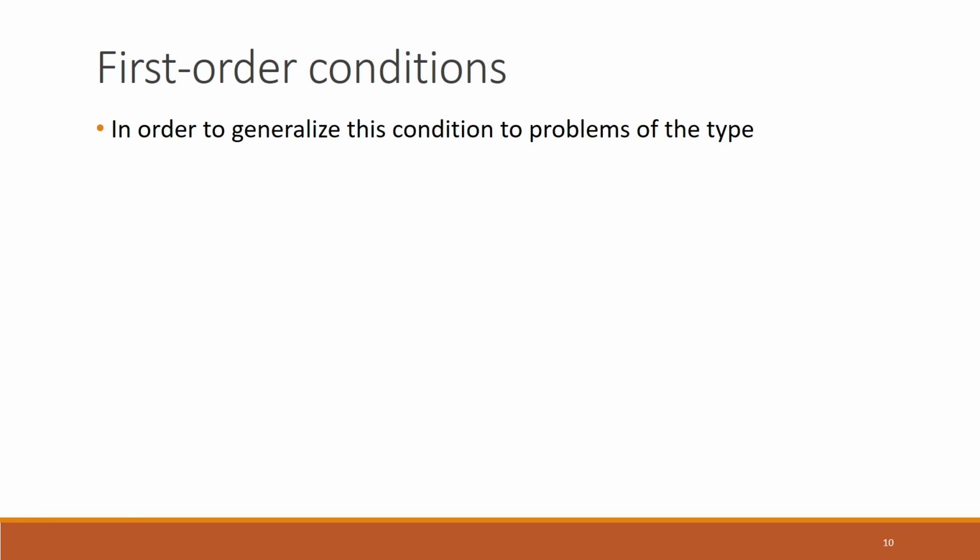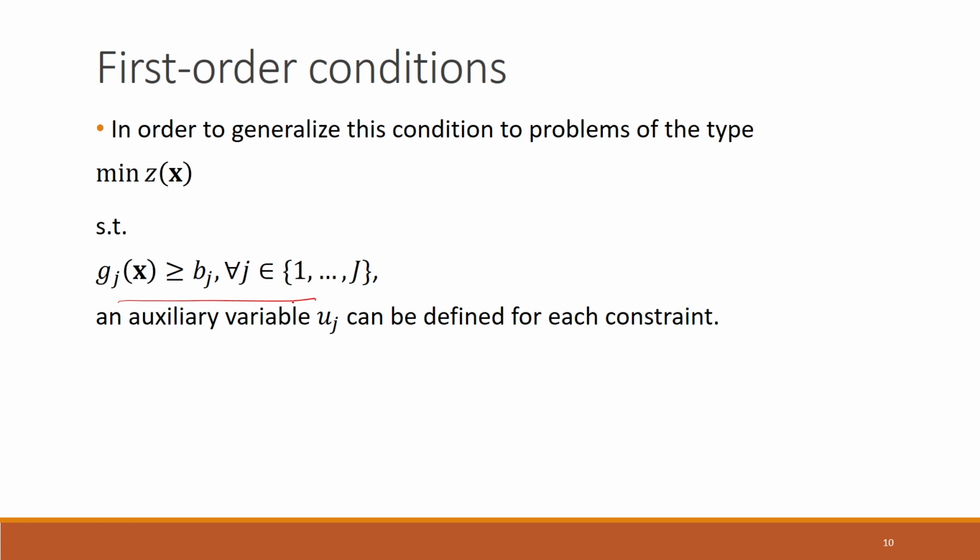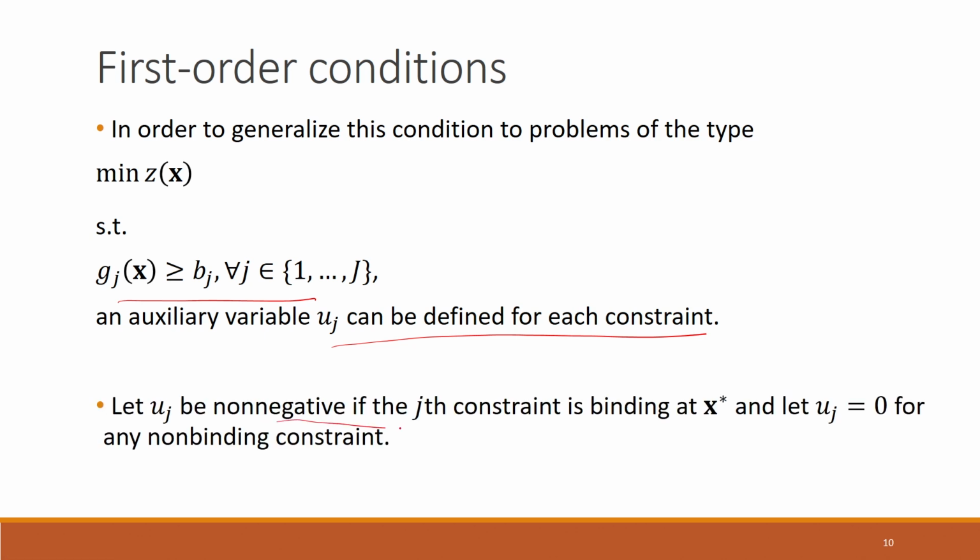In order to generalize this condition to problems of this type, that is, minimize z(x) subject to these constraints that we have here, an auxiliary variable uj can be defined for each constraint. Let uj be non-negative if the jth constraint is binding at x star, and let uj be equal to 0 if a constraint is non-binding. This is the same way we had defined uj when we had a single variable. We had said that if a constraint is non-binding, then uj has to be equal to 0. If it is binding, then it may or may not be equal to 0. That is why we are saying it is non-negative.